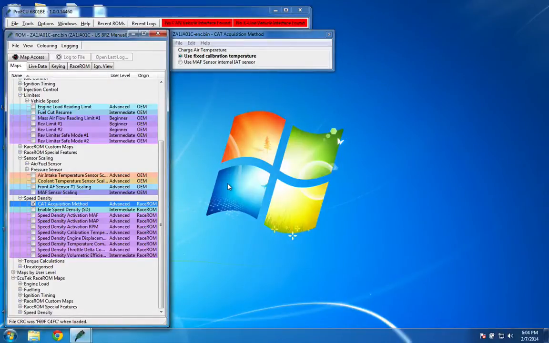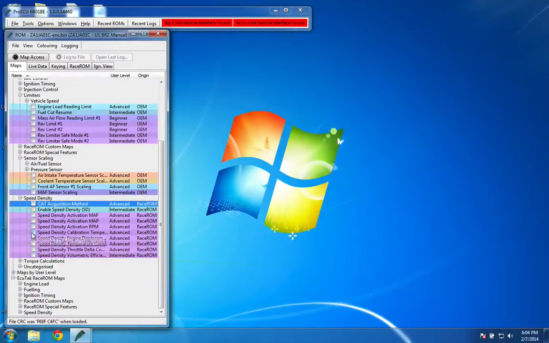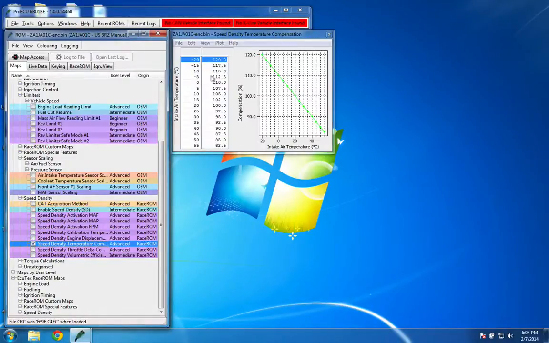You're going to have to use a fixed calibration temperature, like the default is here, and then you're going to have to go in here to the temperature compensations, and you can see they put in some defaults for you here, but it's not as good.